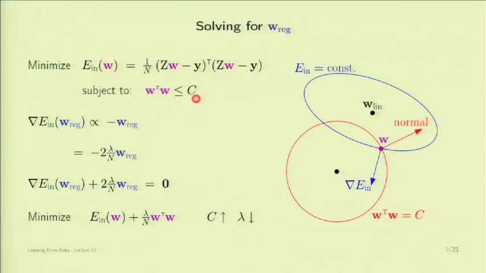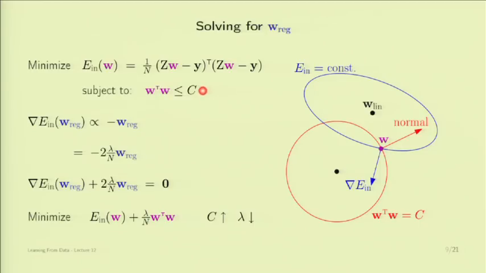What happens if C is huge? Well, if C is huge, then W lean is already the solution, and therefore you should be just minimizing E_n as if there was nothing, no constraint. But that does correspond to lambda equals zero, doesn't it? You will be minimizing E_n, okay? So if C is huge, lambda is zero.